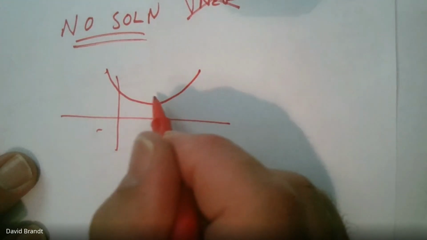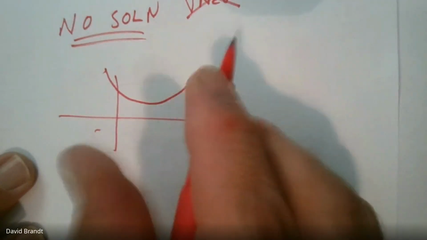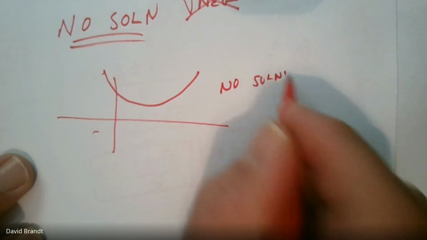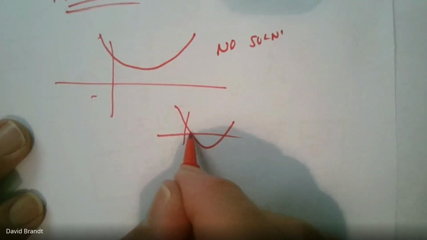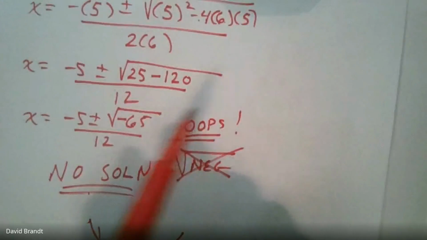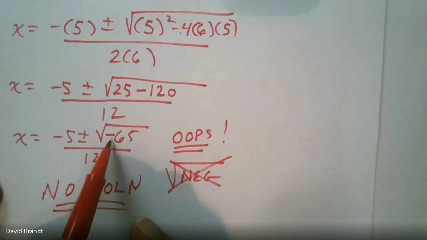If you saw the graph, it looks like this. The solutions are where it crosses the x-axis. This doesn't even cross the x-axis, so there are no solutions. See, the solutions are where it crosses the x-axis, and it doesn't cross. No solution. It's because we got a negative under the square root sign.